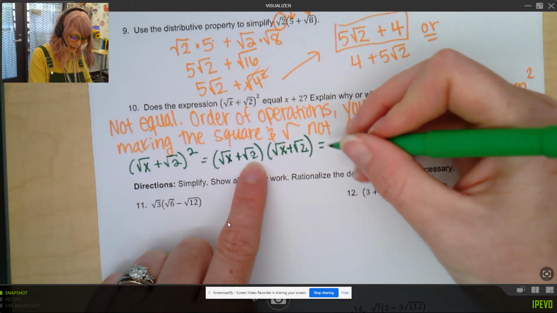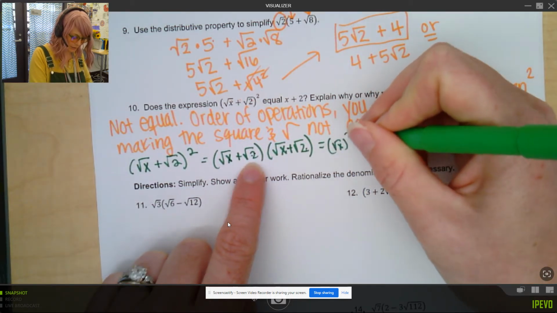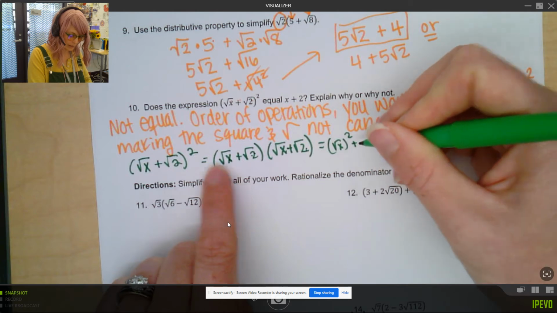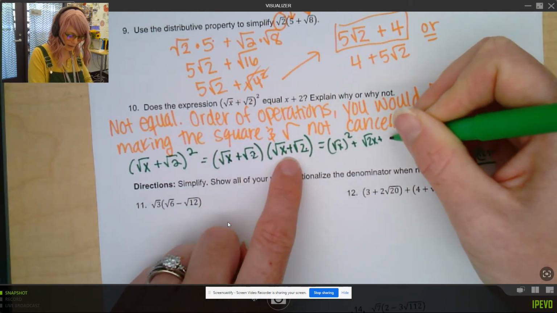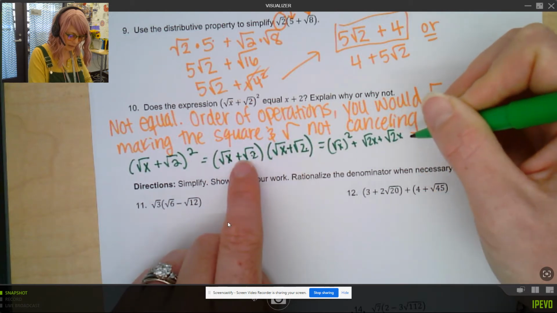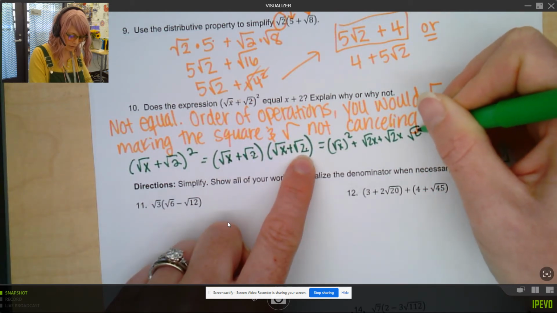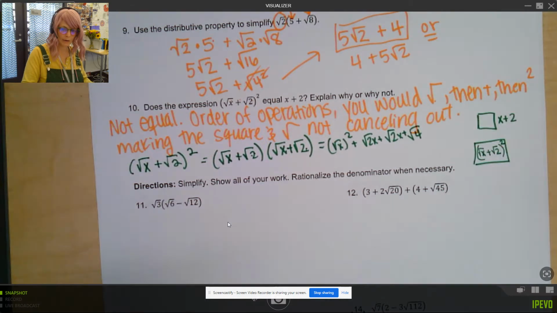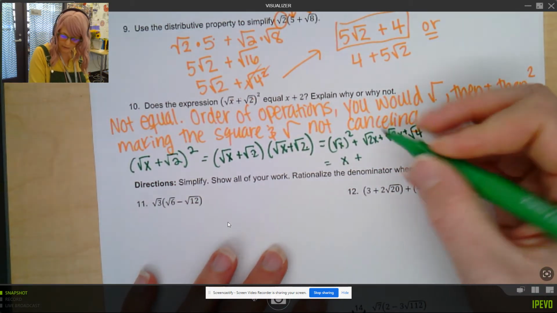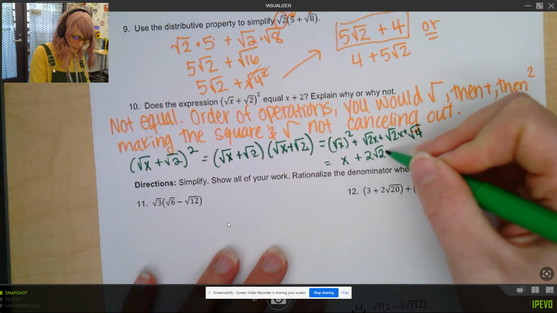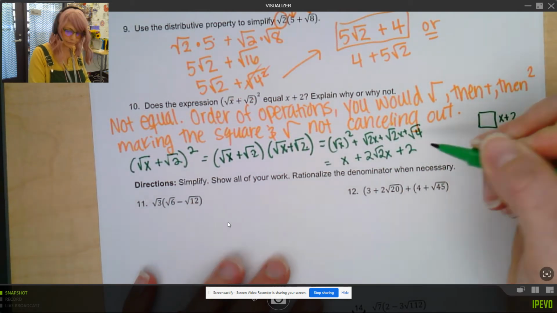So you actually get square root of x squared plus square root of x times square root of 2, square root of 2x. And then we do get that again, square root of 2x, and then square root of 2 times square root of 2, 2 times 2, which is 4. So simplified, this would end up being x plus 2 square root 2x plus 2.